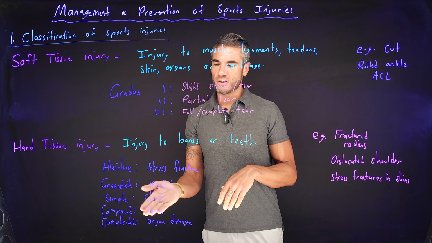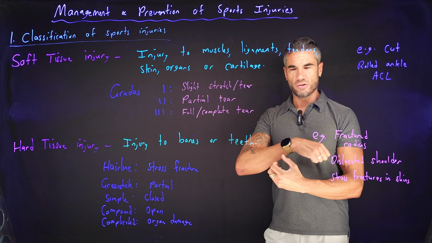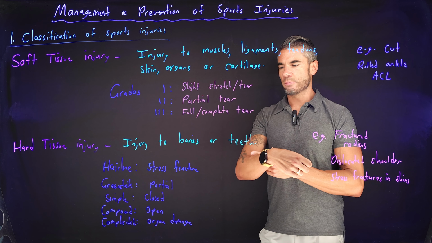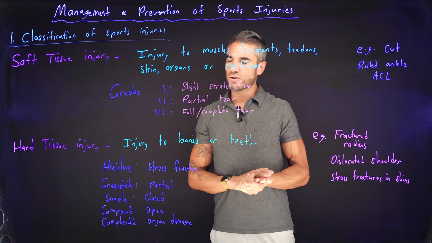A compound fracture, however, is when that same bone fractures and the bone is now protruding through the skin, okay? And then our worst one we've probably got is complicated fracture.